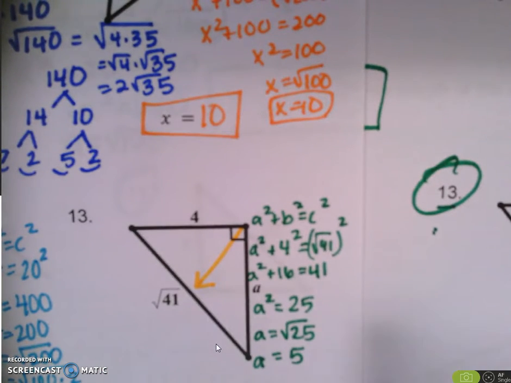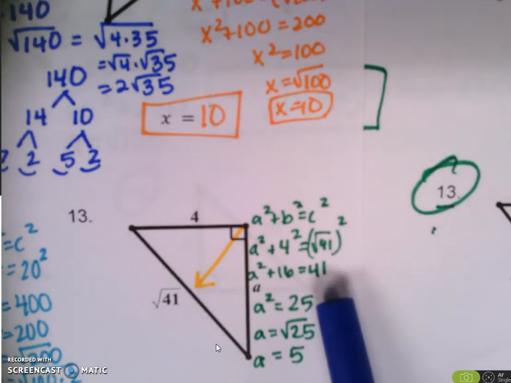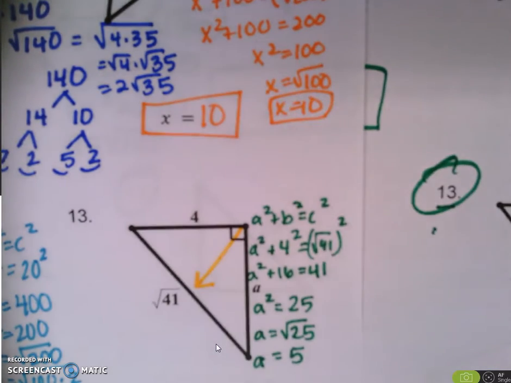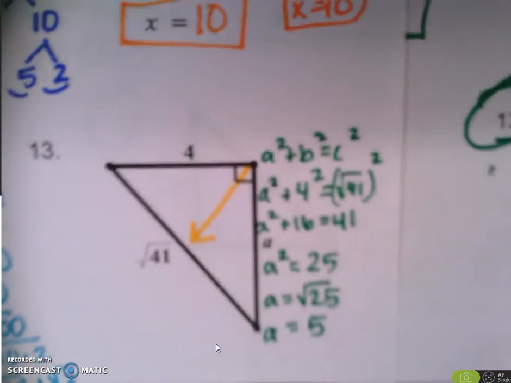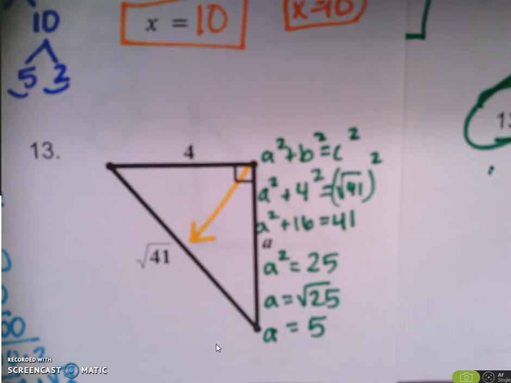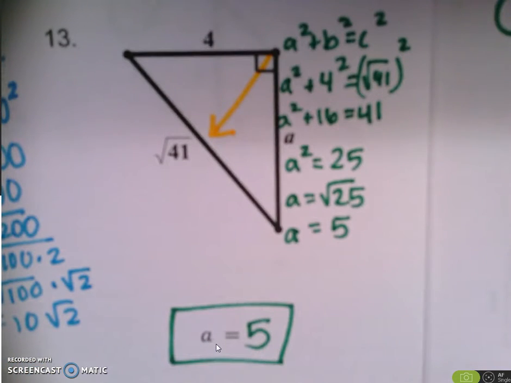for a leg length. When I end up solving, I have radical 41 being squared, which just gets me 41. Remember, squaring just undoes the radical. I end up with a squared plus 16 equals 41. Subtracting 16 from both sides, I get a squared equals 25. To get a by itself, I take the radical of both sides. The square root of 25 is 5. So my a value is 5.